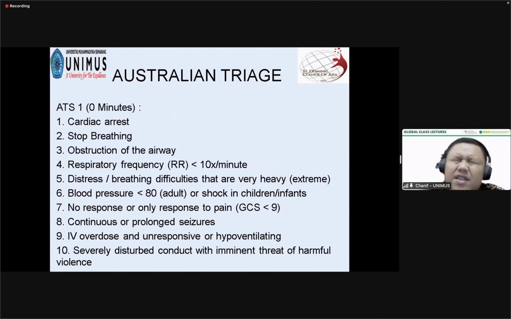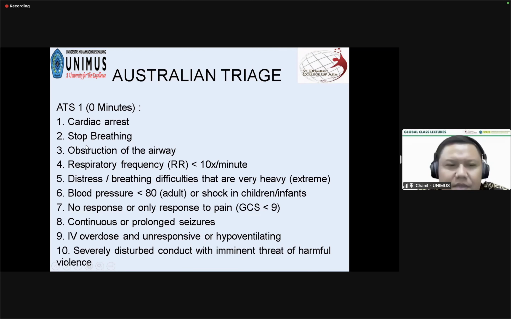Okay, the last model is the Australian triage. Australian triage is divided into 5 levels. It is using time, how long a patient can wait until they get the life intervention. For the ATS 1 or priority 1, it cannot be delayed, it is immediate. The waiting time is around 0 minutes.